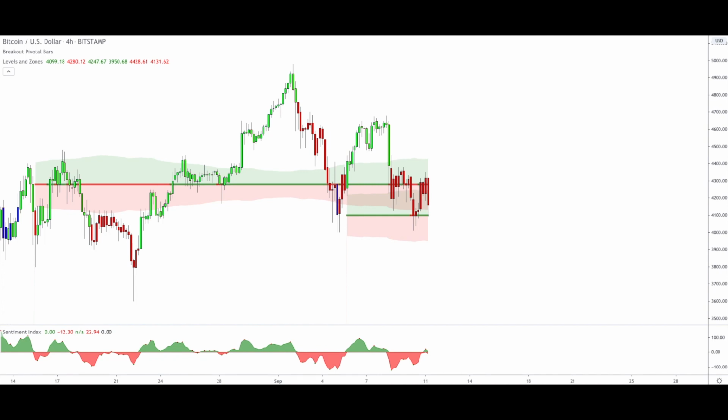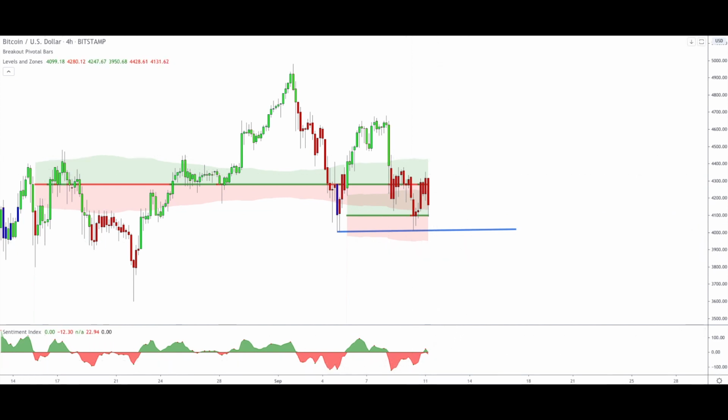So today I'm looking at Bitcoin US dollar on the 4-hour time frame, and particularly I'm looking for a downtrend opportunity. Let me draw the trend line that I'm looking for to be broken. This is the trend line, and I'm looking for it to be broken to the downside.